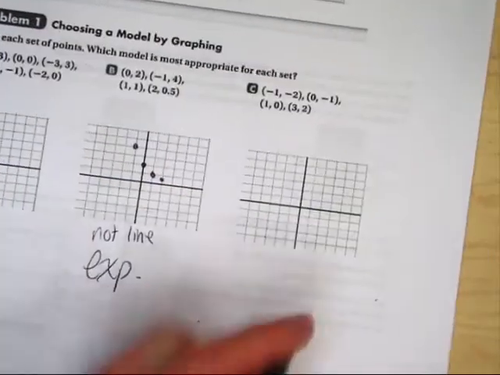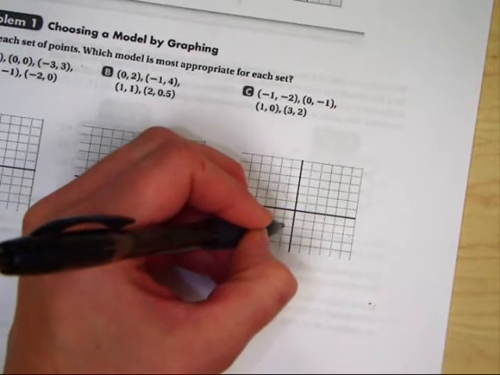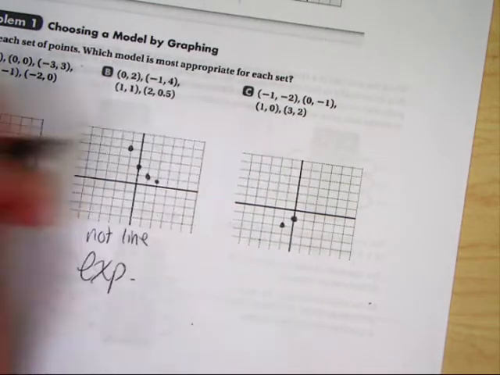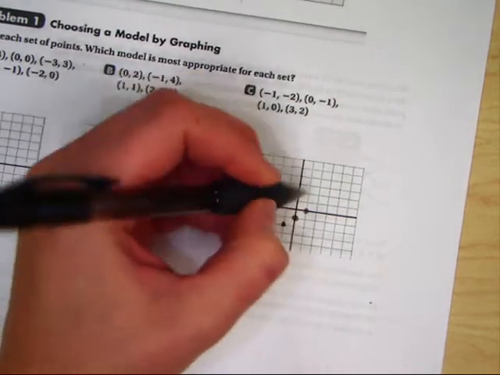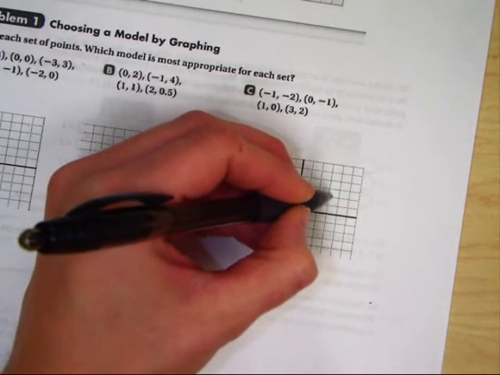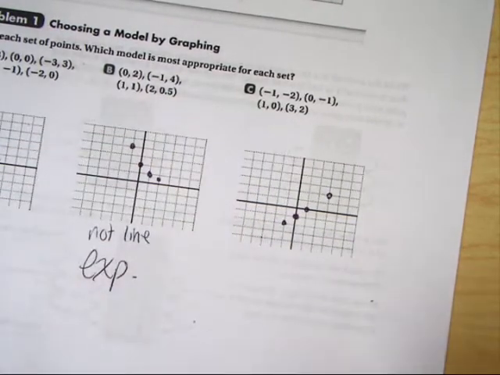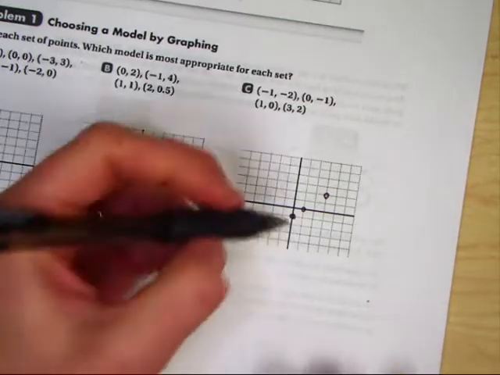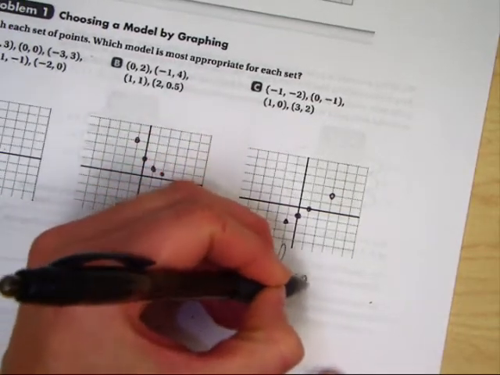The next one, negative 1, negative 2, 0, negative 1, 1, 0, and 3, 2. Take a look at those points. They make a perfect line. This one is linear.